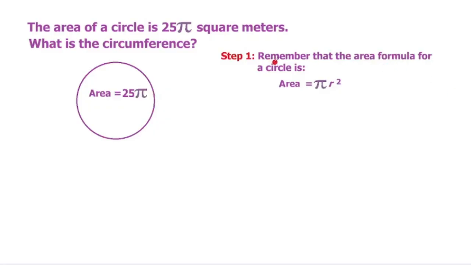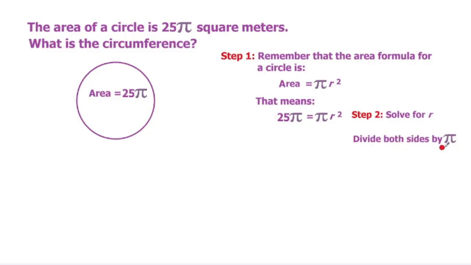So first thing to remember is that the area formula for a circle is area equals pi r squared. So that means 25 pi equals pi r squared for this particular circle because this is its area. So we plugged in its area and let it equal to pi r squared. Now we can solve for r.